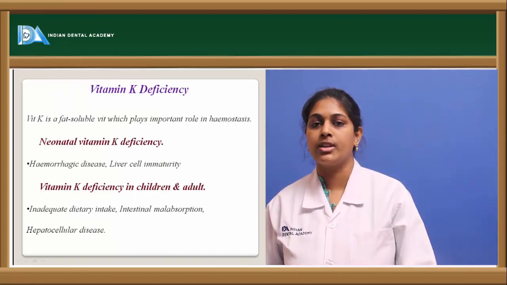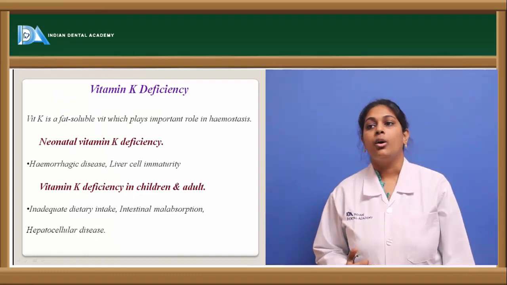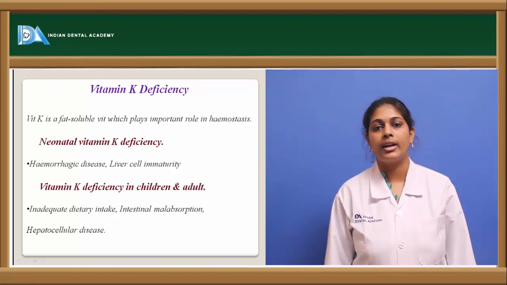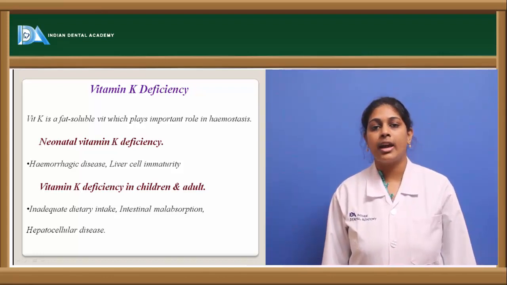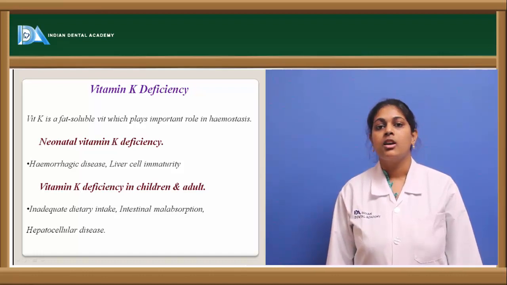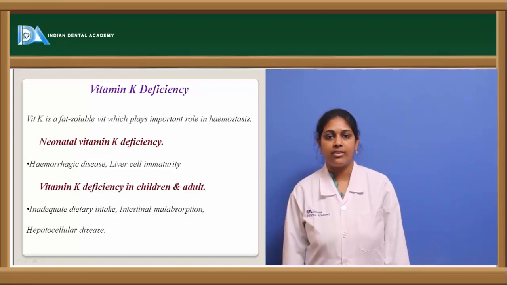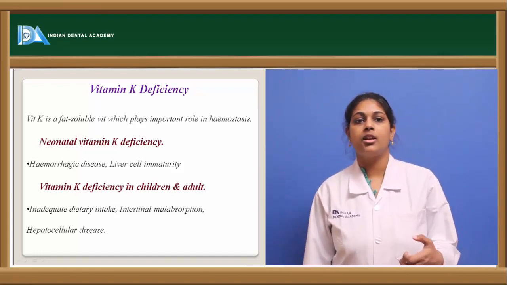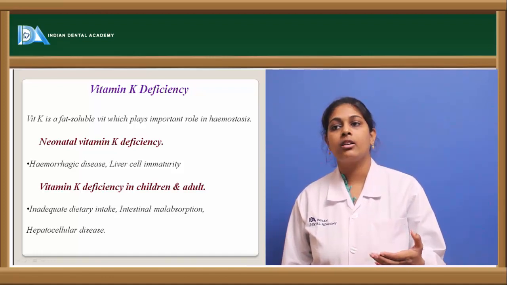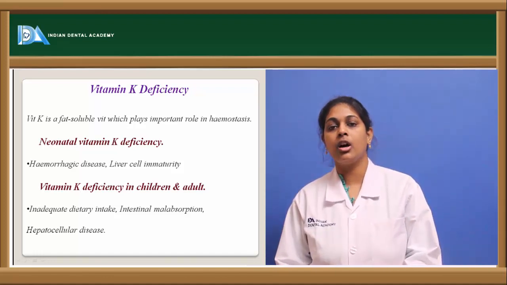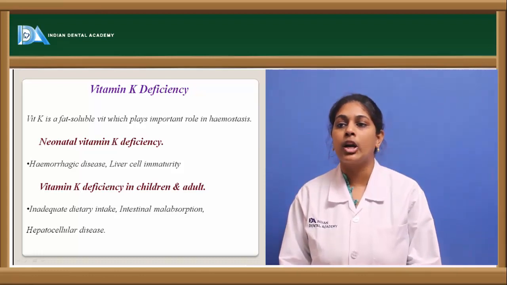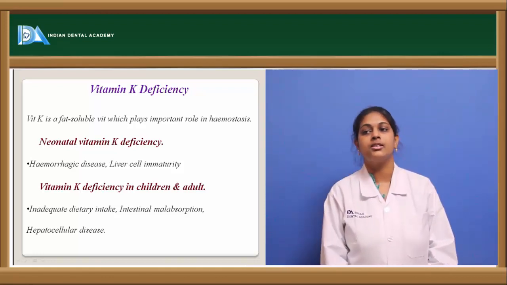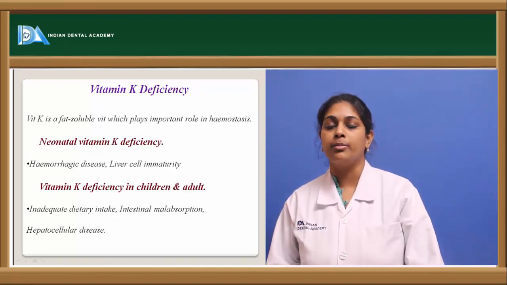Coming to vitamin K deficiency, vitamin K is a fat soluble vitamin and plays a major role. The major function of vitamin K is in hemostasis, as it helps in the synthesis of certain clotting factors such as clotting factors 2, 7, 9 and 10. So any deficiency in vitamin K will in turn result in deficiency of these clotting factors and cause bleeding. This vitamin K deficiency can be seen in the neonatal period, by birth itself. In these conditions, the patient usually manifests with hemorrhagic disease as well as liver cell immaturity.